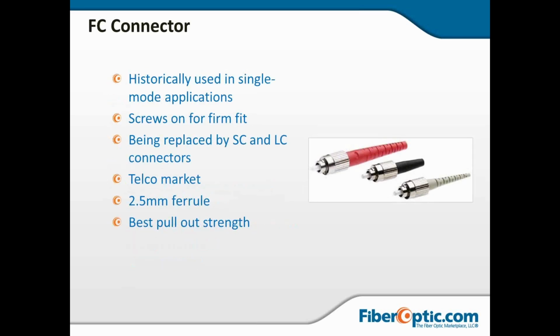Now, the FC connector has historically been used in single-mode applications. I believe it's because it looks like an F connector. That's probably where FC comes from, and it's probably why it was so popular in the single-mode outside plant world, because, you know, all us coax guys are used to screw-on F connectors. So they made connectors that looked like what we're used to. Those screw on for a very firm fit. It is being replaced by SC and LC connectors.